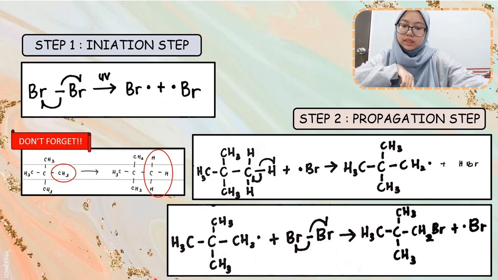And then the second reaction is this compound will attack another bromine molecule, and each bromine will gain one electron, and it will form one bromine free radical, and another bromine will attach to CH2. So these two reactions will go on until the termination step occurs.